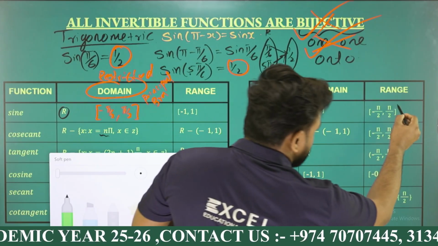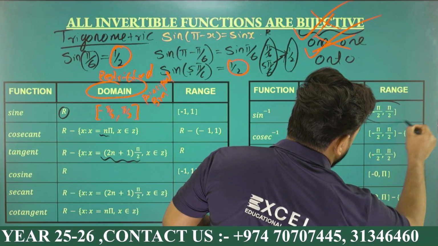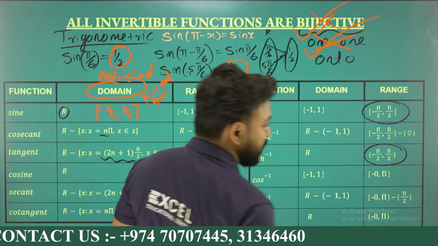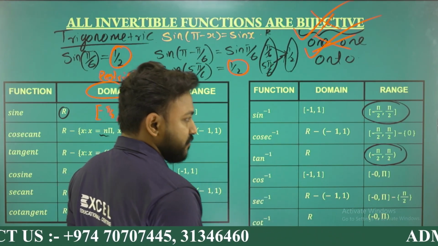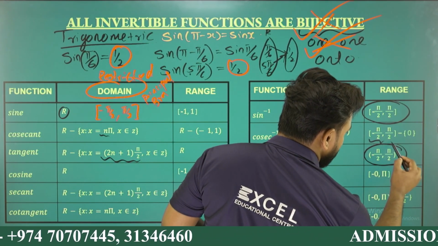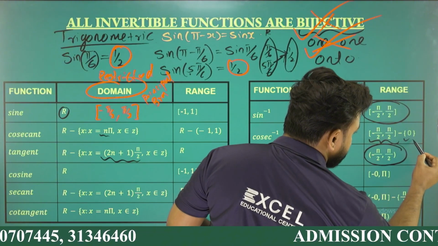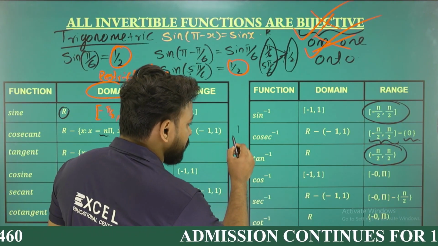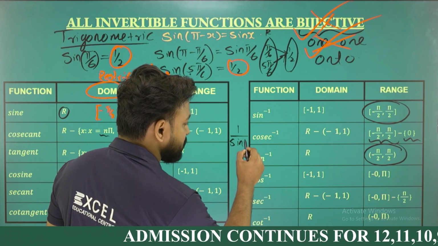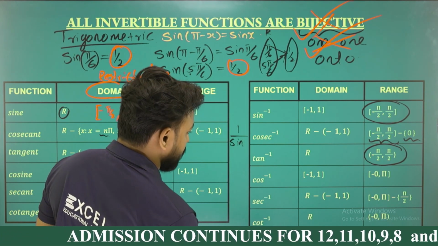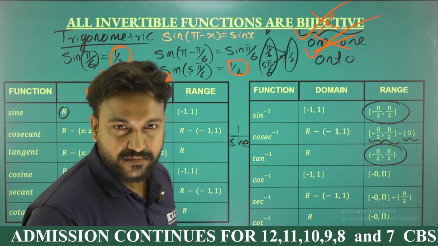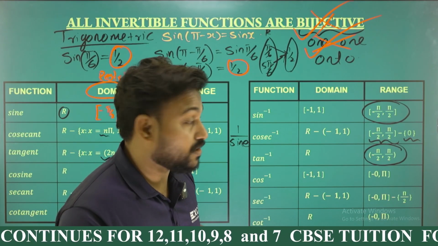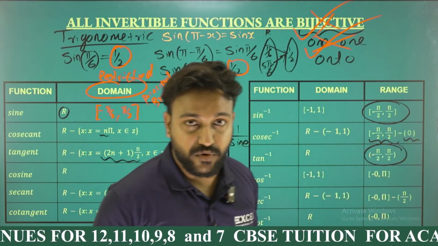The range of sine inverse function is the closed interval minus pi by 2 to pi by 2. For tan inverse, it is the open interval minus pi by 2 to pi by 2. And for cosec inverse, it is the closed interval minus pi by 2 to pi by 2, but we subtract 0. The 0 is subtracted. Why? Cosec is 1 by sine. So when sine becomes 0, the denominator becomes 0, so you are not allowed to put 0 there. That's why 0 is removed from it.